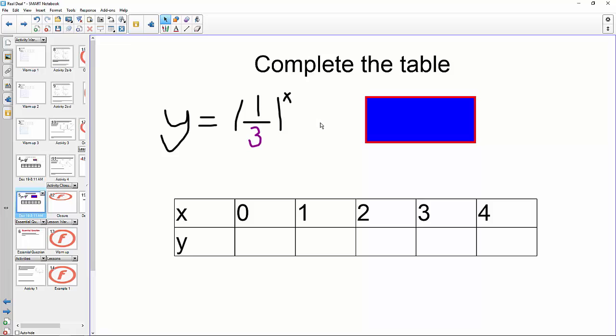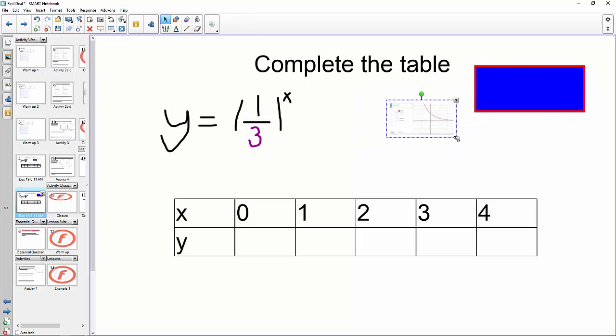For this here, I have 1/3 to the x power. We're going to do the same kind of thing where we have to plug in a 0. I have 1. And then I have 1/3, and then 1/9, and so on.